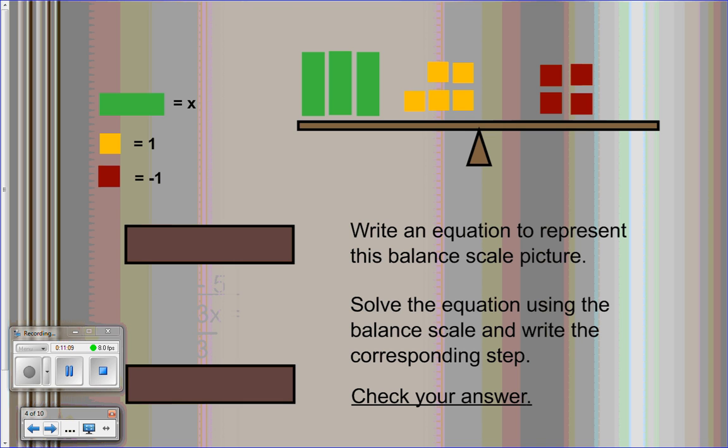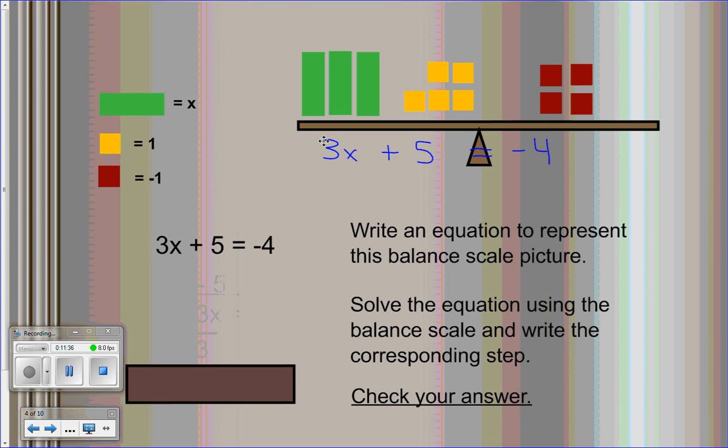We're going to write an equation. Notice that there's positives and negatives. This can be a little trickier, so we need to try every kind of problem. How many x's do we have? We have 3 x's. We have 5 positive ones, and we're going to add those together. Equal. And we have negative 4 on the right side. So we have 3x plus 5 equals negative 4. Let's solve it with the picture and algebraically.